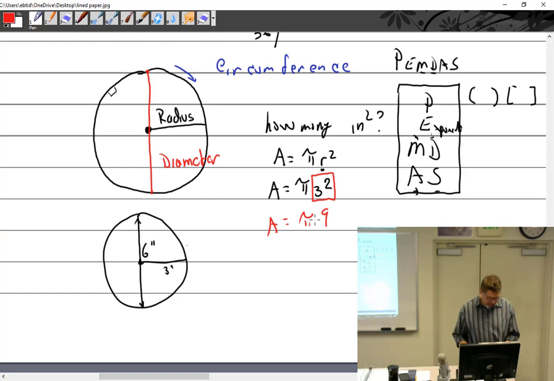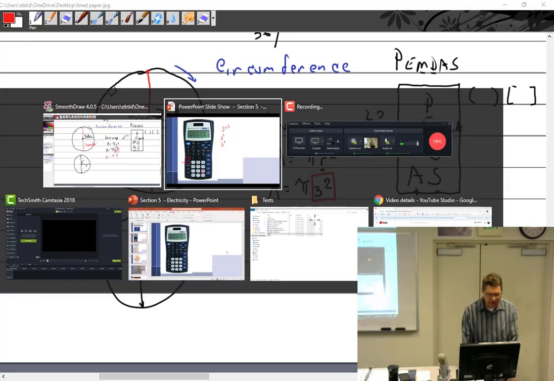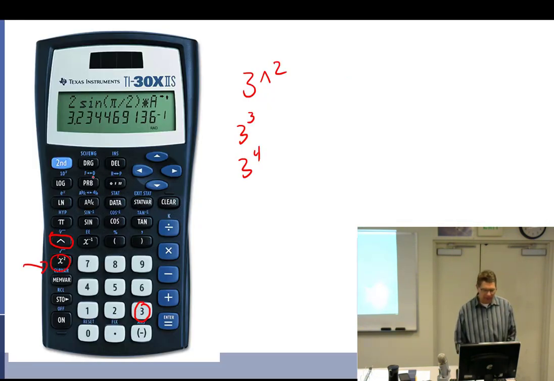28.27. Tell me where the pi button is. Alt tab. Go back to here. My pi button. Pi is right there. Look at that, I can see it when it's big. So here's my pi button.